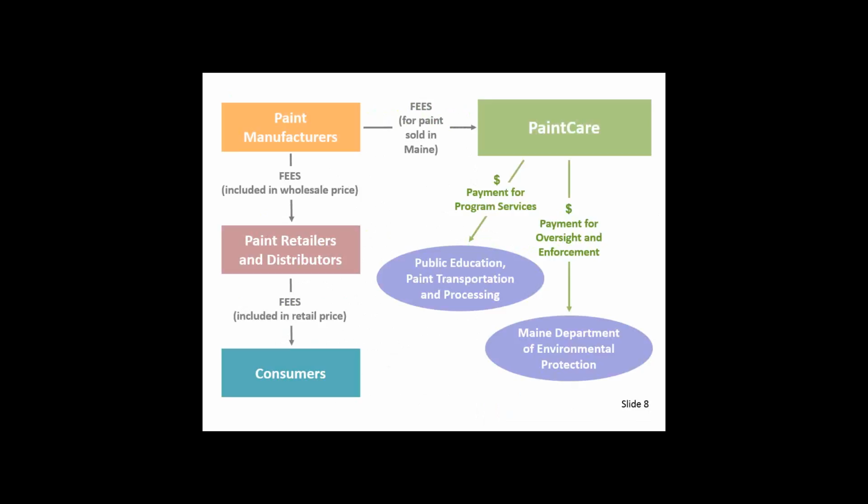But starting in the top left corner, you see that the fees are added by the paint manufacturers to the wholesale price of paint. They go down to paint retailers and distributors and then are passed on to the consumer. And then meanwhile, paint manufacturers collect those fees, and monthly they report to PaintCare how much paint they sold and submit the fees that go along with that.